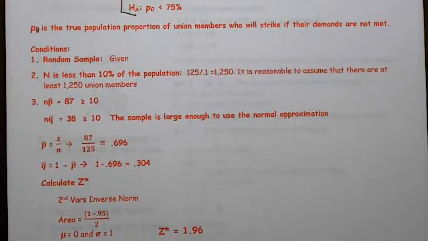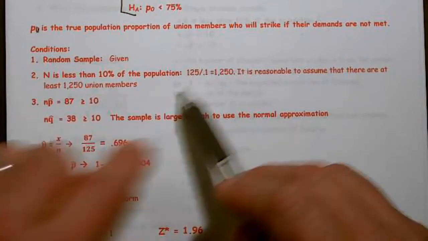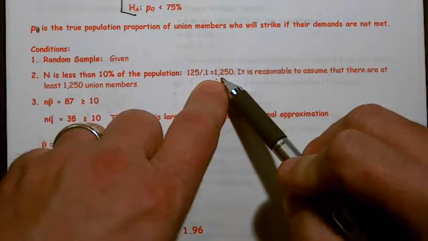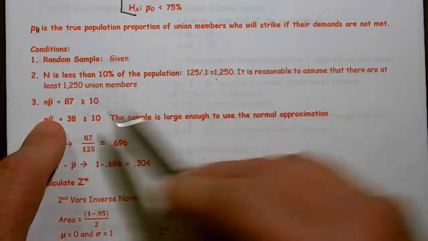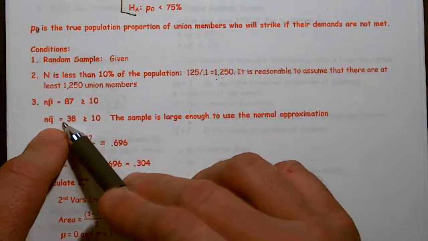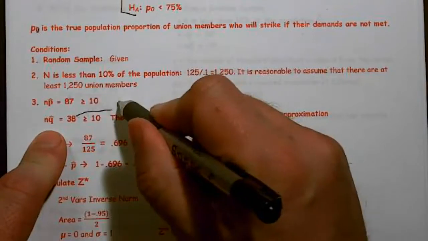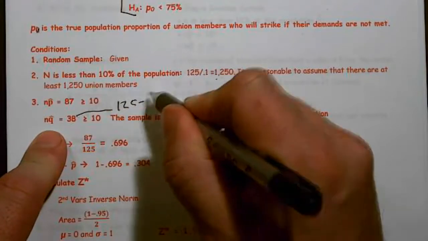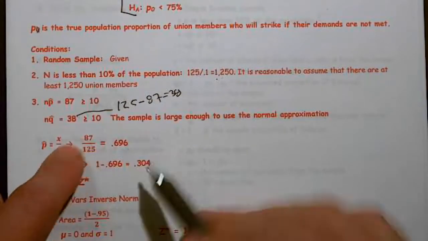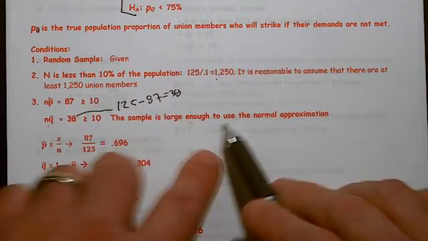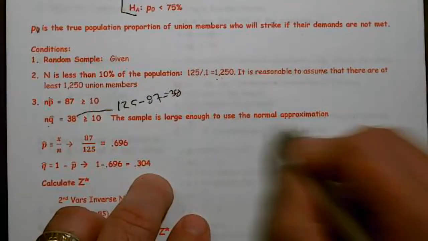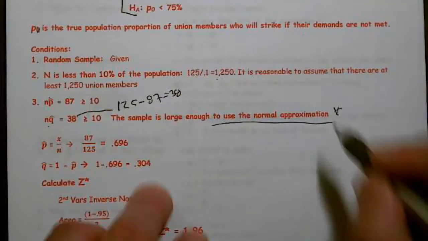Conditions, random sample. They told us they took a simple random sample. They said there's 125 of them. I believe that there's at least 1,250 union members. The number of people who said they will strike was 87, that's greater than 10. And the 38 would be our q, which is 125 minus 87 equals 38. So both of those are greater than 10. So since both conditions are met, the sample is large enough to use the normal approximation. And that's the phrase we need to use.